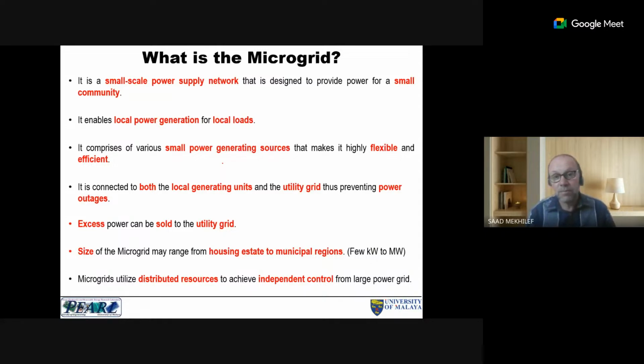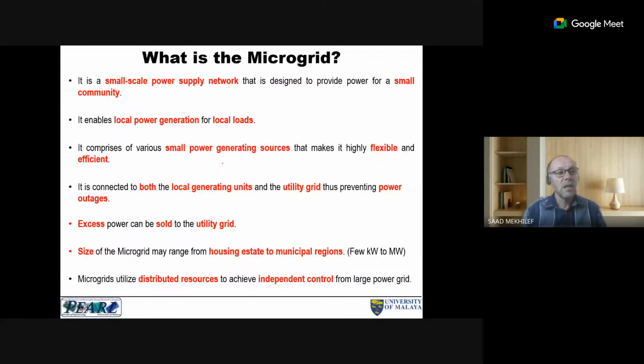Most of them, for example solar, are very flexible and also very efficient. Wind, storage, and so on. It can be locally generating, and also grid connected in case of outages to prevent them. You can even sell the power to the utility and buy from the utility as you need. So it's a two-way power flow.